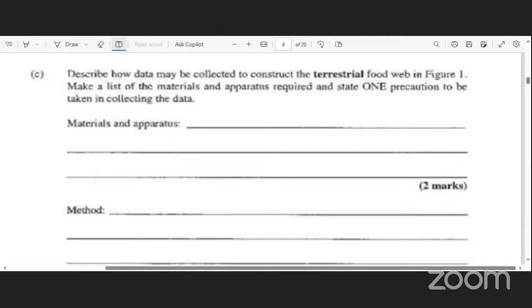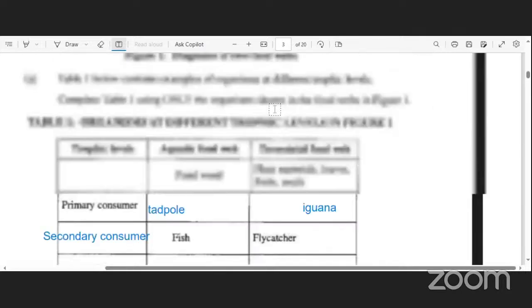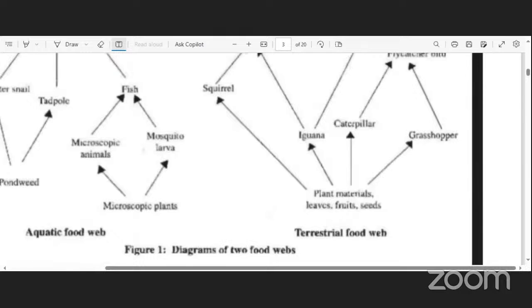What kind of materials and apparatus? Come on, I think most of us did an ecology lab. So in order to come up with the apparatus and materials that we need, a smart way to do this is to go back to the food web, look at the organisms that are present within the food web, and think about the different materials and apparatus that could be used in order to collect data from the different organisms.